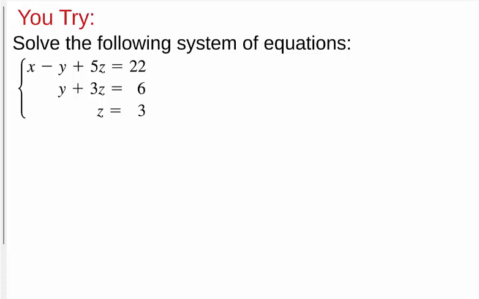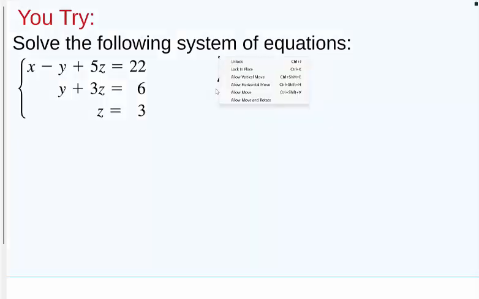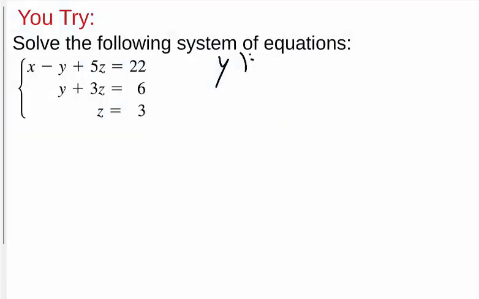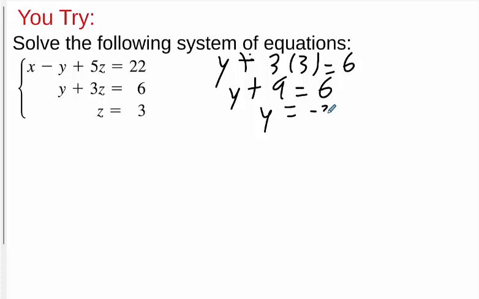Okay, more back substitution. So we're going to plug in z to the second one, and then we're going to plug that answer for y into the first one. So y plus 3 times 3 equals 6. We can say y plus 9 equals 6. Y, therefore, is equal to negative 3. We write that down. Y equals negative 3.